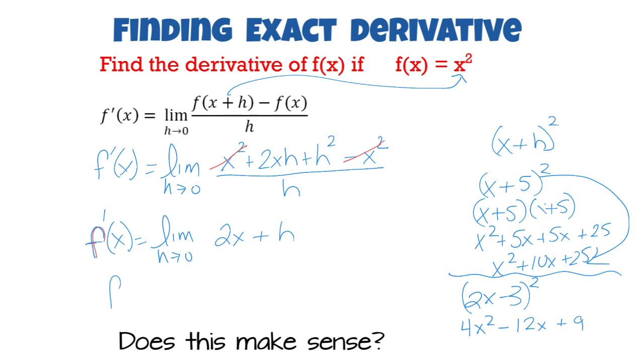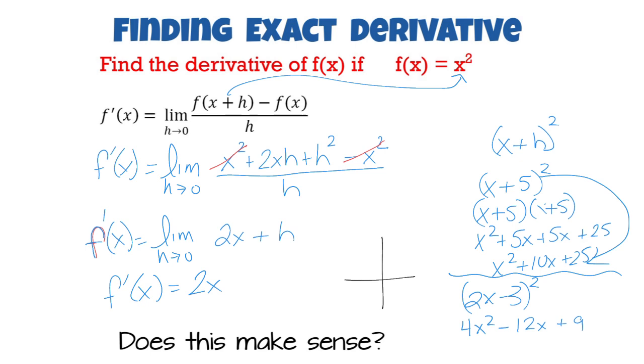So the derivative is equal to 2x. Now, is this the first time we've gotten a derivative that's not really a number? Okay, that's okay. We want this to make sense. Let's talk about why that's the case.